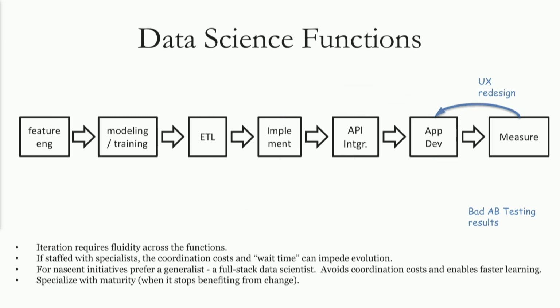Now, as things subside, it usually takes 18 months to 2 years to subside, where all that iteration slows down, you're no longer benefiting from as much change. Then you can specialize. You have a much more stable environment, and you can start carving up the workload a little bit.